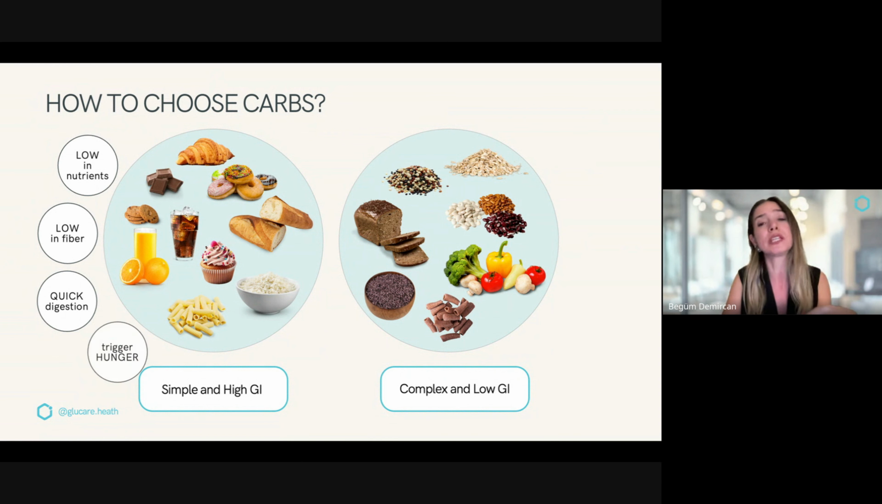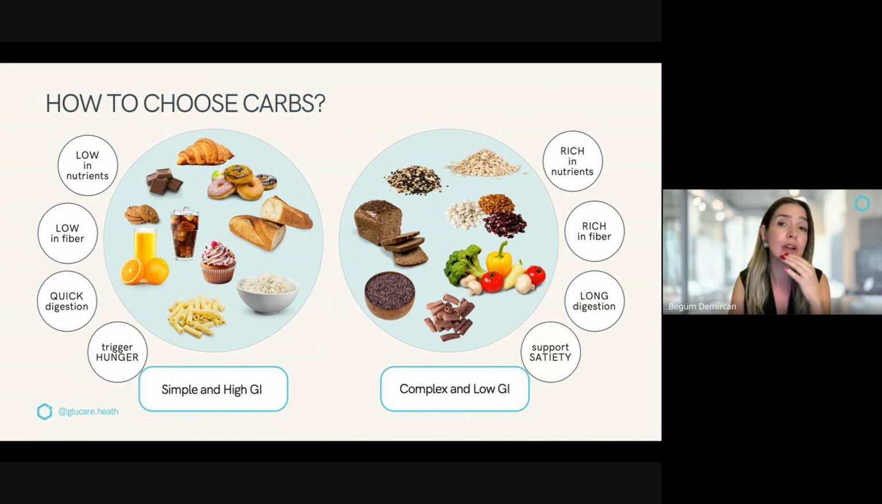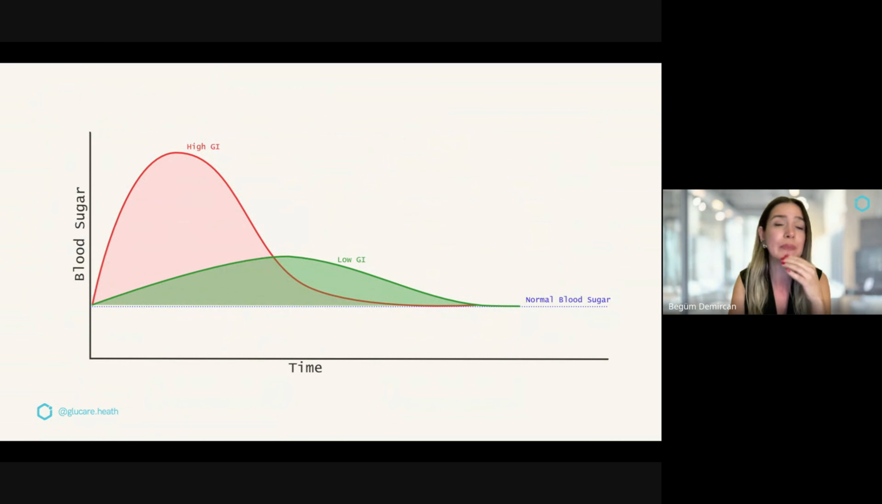So this group is putting you in a cycle of eating, because of triggering your blood sugar and crashing your blood sugar again. However, the complex and low glycemic index group is rich in nutrients, rich in fiber, and they're digested slowly, which is a great thing. The food should stay in your stomach to give you long-term satiety. So they're giving you fullness, and your blood sugar is not spiking, just increasing slowly and dropping slowly. So you are not feeling any cravings after them. You are feeling satiety for the long term. It is happening like the green line.